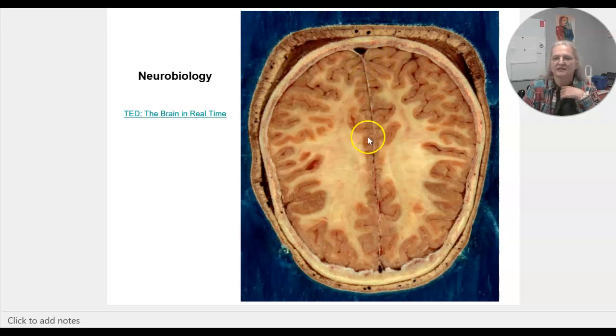You can also see right down here, this is the corpus callosum, which we'll talk about in a slide. The corpus callosum is the neurons that connect both the right hemisphere and the left hemisphere.